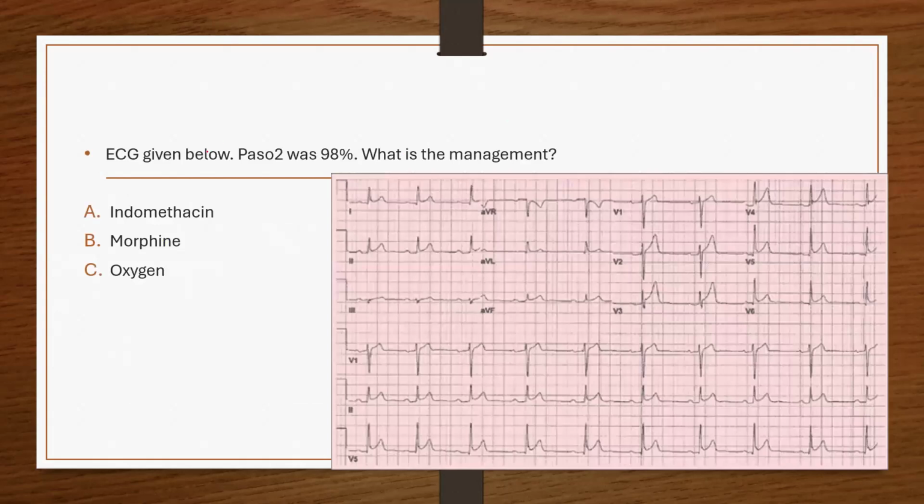Okay, see whether you can answer this question. ECG given below, saturation was 98. What is the management? A, indomethacin, B, morphine, C, oxygen. Okay, now ECGs, another commonly tested area. Now let's see what you guys think about this question. What is your answer here?